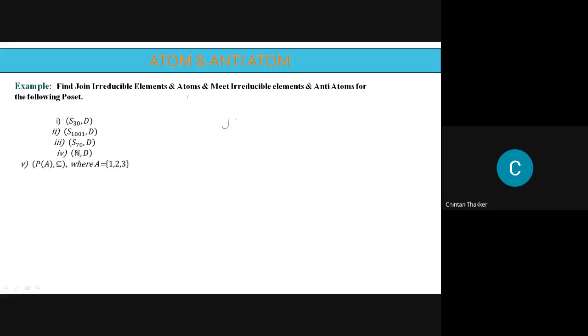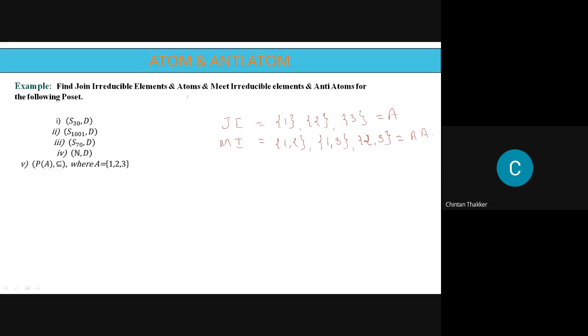So the answer is: the join irreducible elements are the singletons {1}, {2}, {3}, and these are the same as the atoms. Then the meet irreducible elements are the doubletons {1,2}, {1,3} and {2,3}, and these are the same as the anti-atoms. Okay, that is for example number 5.